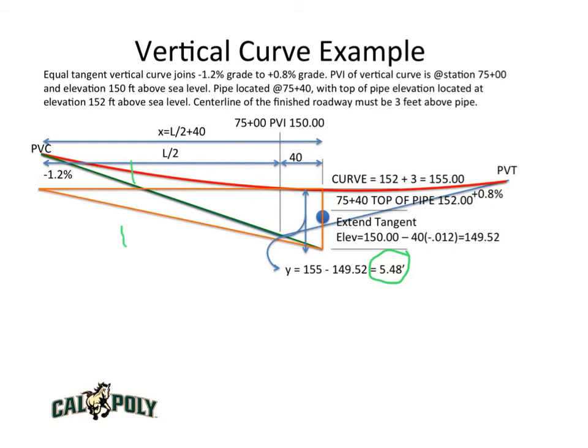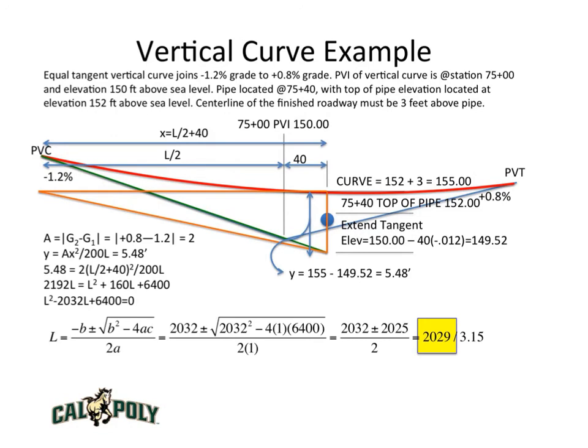We know that L over 2 is between the PVC and the PVI, and we know that 40 feet is the distance from the PVI to the pipe. And so this, what I've called x, which is this total horizontal distance here, is just L over 2 plus 40. So if you look at the orange triangle, we have now two of the sides, the horizontal component and the vertical component. So we're going to use this information to back out the required length of the vertical curve using the quadratic formula.